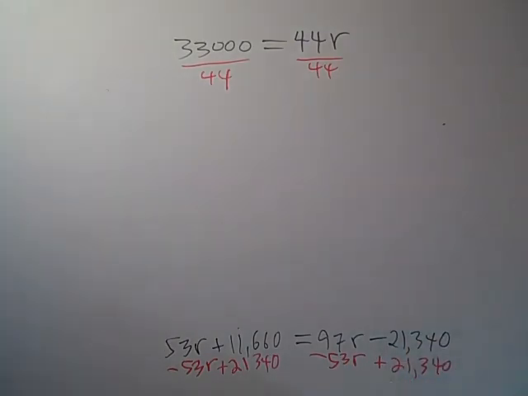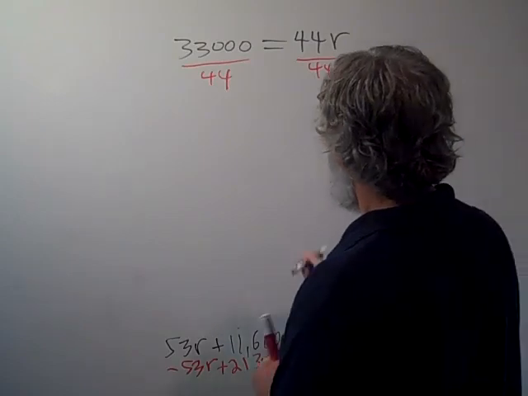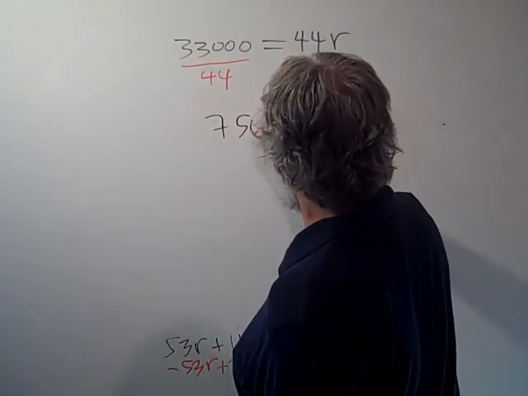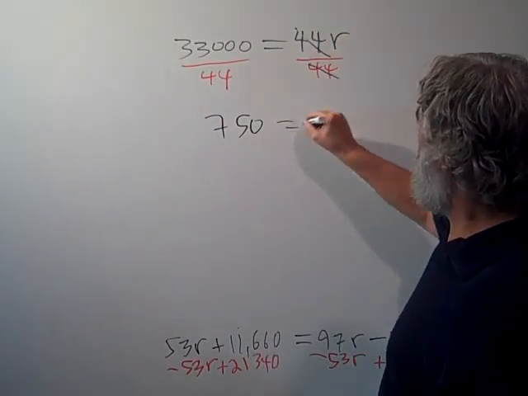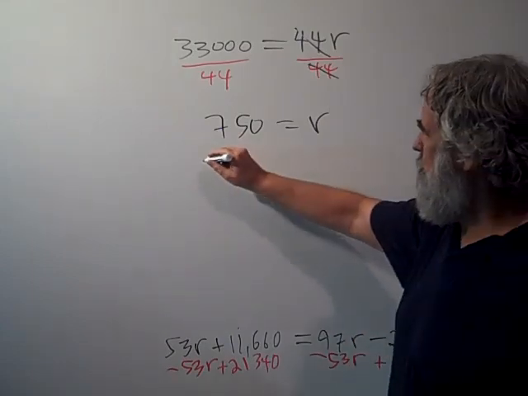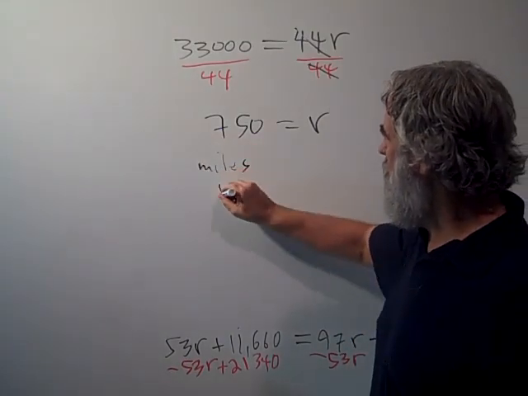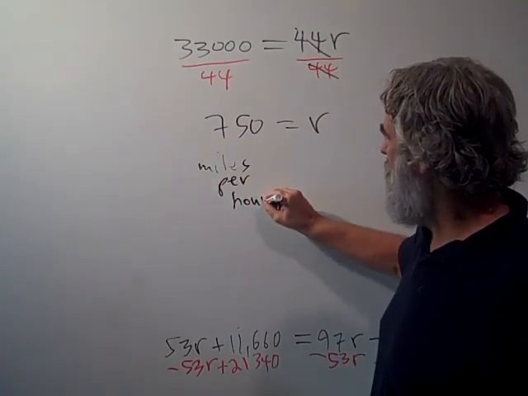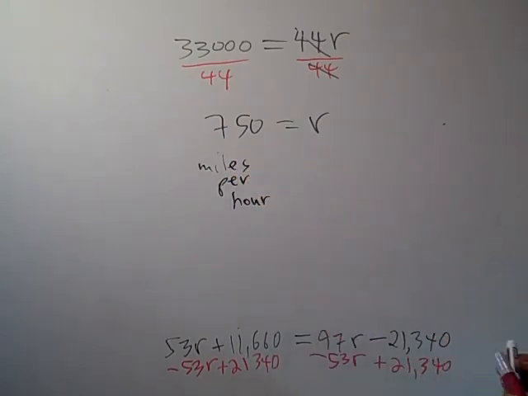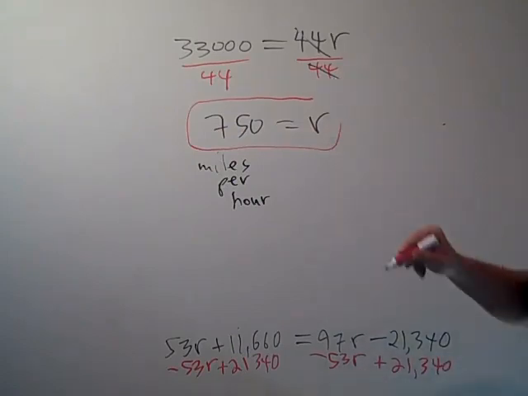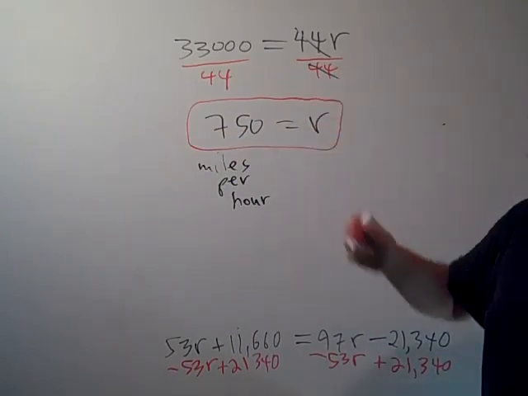So 33,000 divided by 44 is 750. And that's miles per hour. That's the speed of the jet if there's no wind. 750 miles per hour.